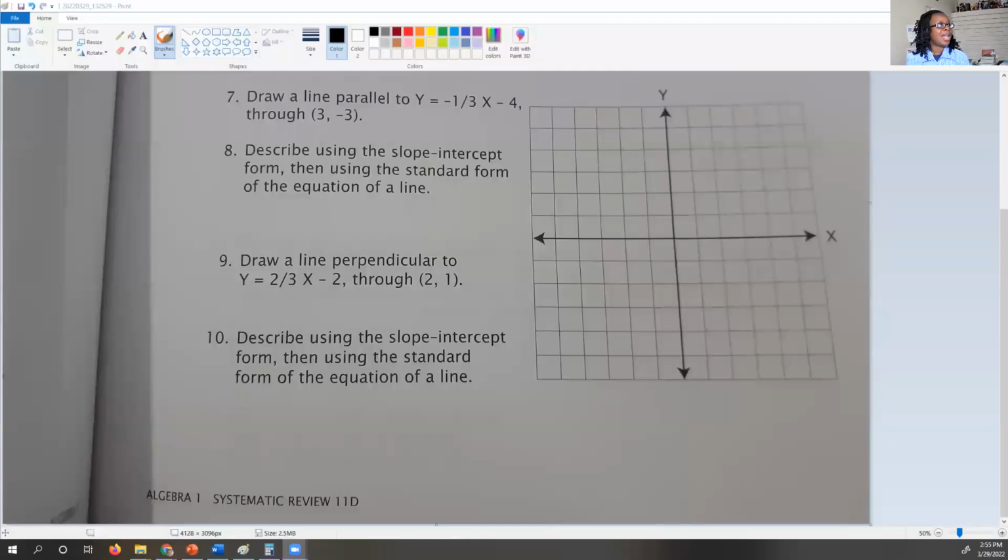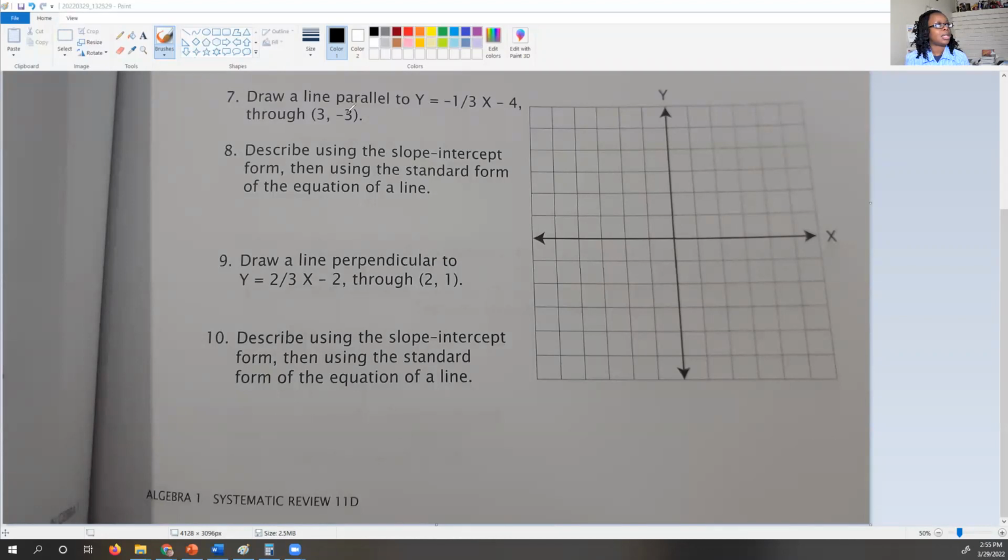All right, let's go ahead and hop into this. This was a question from one of the students. Let's look at number 7, okay? Number 7 says, draw a line that is parallel. So you want a line that is parallel.